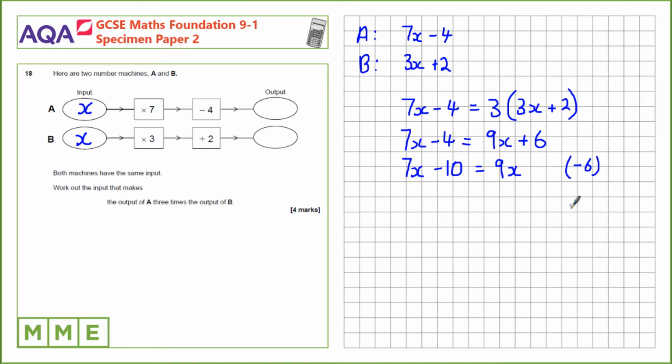Now let's take away 7x. On the left-hand side, we're left with minus 10. And 9x take away 7x is 2x. Our last step, we have 2x, we only want 1x. Let's divide by 2. We have x on the right-hand side, and negative 10 divided by 2 is negative 5. Our answer, x equals negative 5.